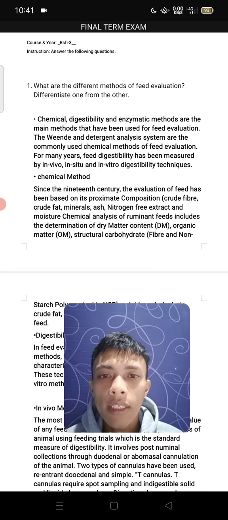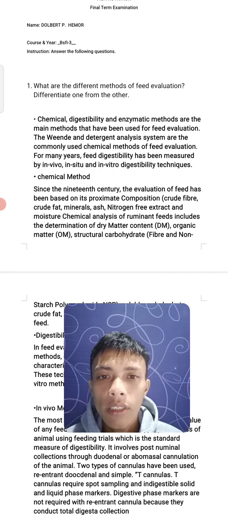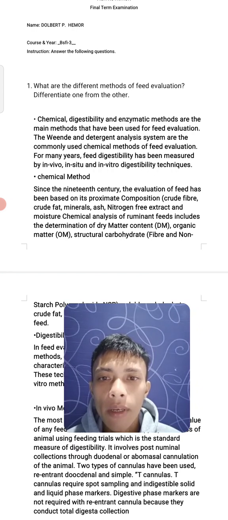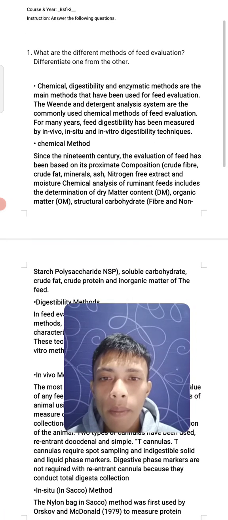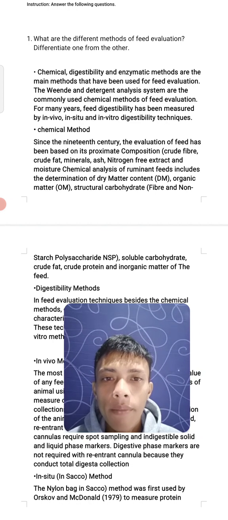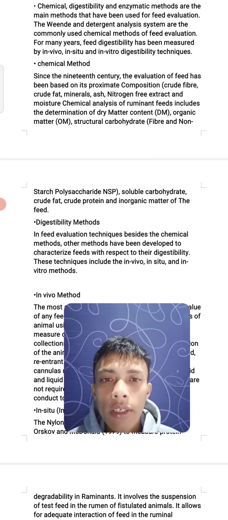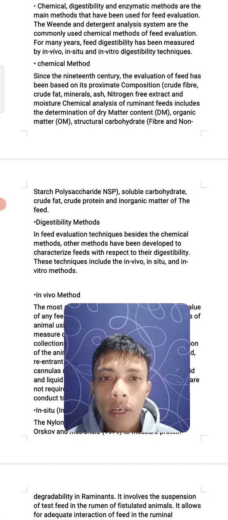Chemical method. Since the 19th century, the evaluation of feed has been based on its proximate composition: crude protein, crude fats, minerals, ash, nitrogen-free extract, and moisture. Chemical analysis of ruminant feeds includes the determination of dry matter content or DM, organic matter or OM, structural carbohydrates or fiber and non-starch polysaccharides or NSP, soluble carbohydrate, crude fat and crude protein, and organic matter of the feeds.